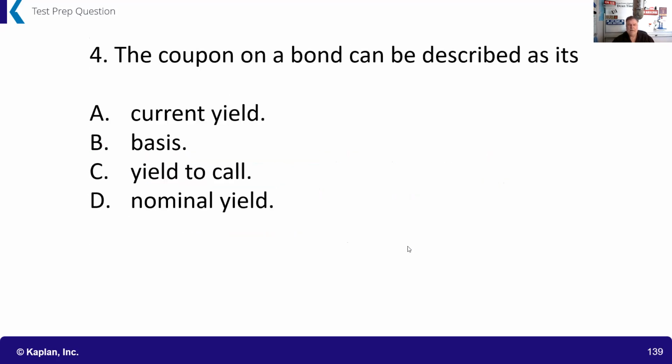The coupon on a bond can best be described as the nominal yield, also known as the fixed or stated rate of return. Of all the yields you're held accountable for in the exam, that is the one that does not change. Does not change.